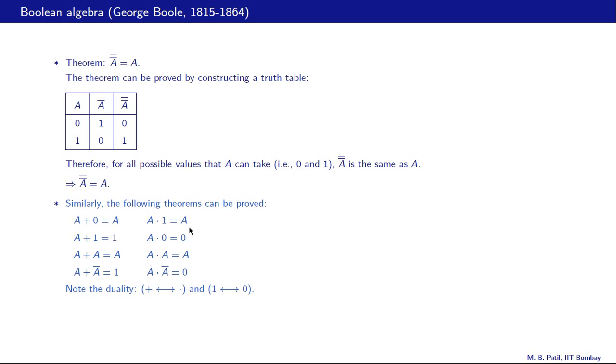Let's take some other example. This one. What does it say? It says A dot 0 is equal to 0. We replace this dot with plus and this 0 with 1, this 0 also with 1. Then we get A plus 1 equal to 1, and that is this theorem. So this duality is a very important principle and it can be useful.